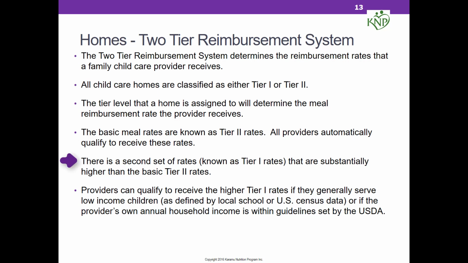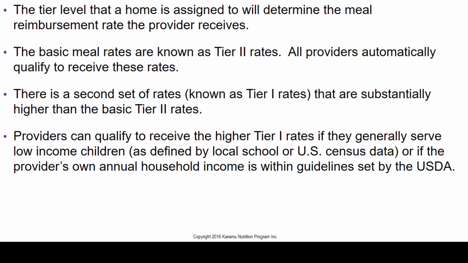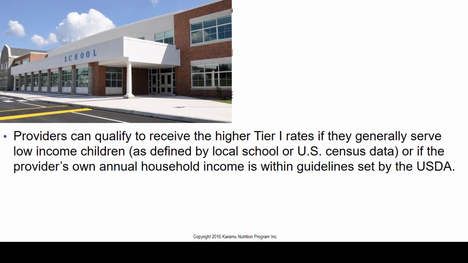Now there's a second set of rates known as Tier 1 rates that are much higher than the basic Tier 2 rates. Now, in order to qualify to receive the higher Tier 1 rates, you must either serve low-income children or you must be considered low-income yourself. Now, there's three ways that we go about determining if you qualify as a Tier 1 home. When it comes to serving low-income children, what we do is we'll check the school that serves your child care home. And if the school data shows that at least 50% of the children who attend that school are considered low income, then you'll qualify to receive the Tier 1 rates.